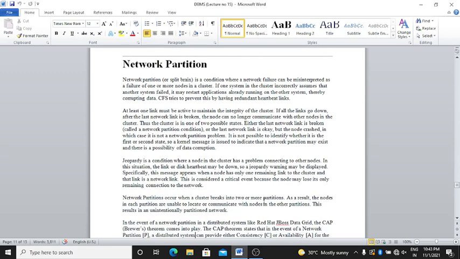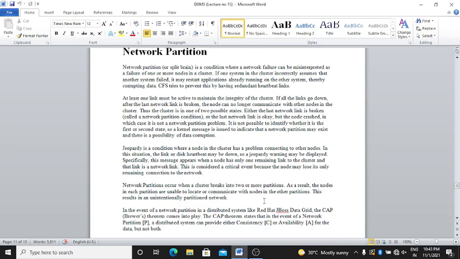Network partition, or split brain, is a condition where a network failure can be misinterpreted as a failure of two or more nodes in a cluster. If one system in the cluster incorrectly assumes that another system failed, it may restart an application already running on the other system, thereby corrupting data.